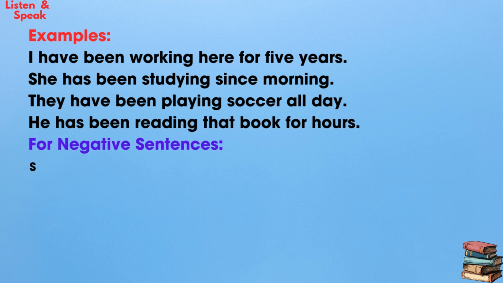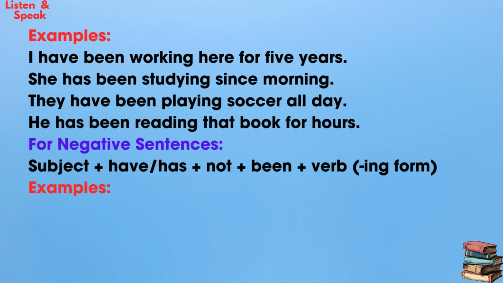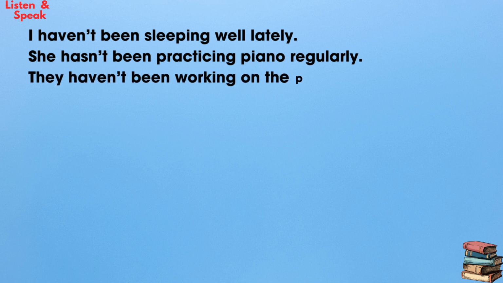For negative sentences: subject + have/has + not + been + verb-ing form. Examples: I haven't been sleeping well lately. She hasn't been practicing piano regularly. They haven't been working on the project. He hasn't been feeling well this week.